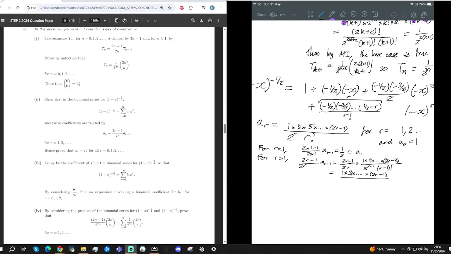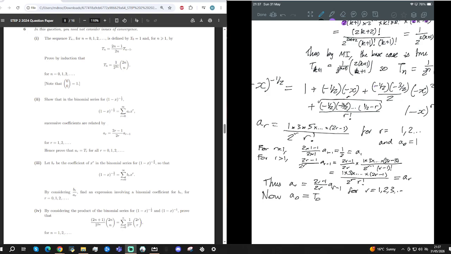And the 2r on the denominator of this recurrence relation is exactly what's needed to boost that up, equals AR. So thus, AR equals 2r minus 1 over 2r of A(r minus 1) for r equals 1, 2, and upwards.